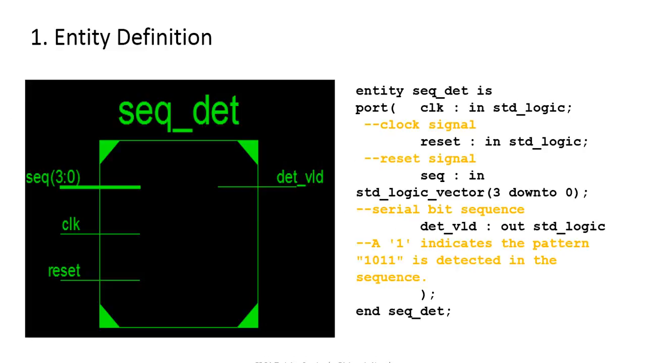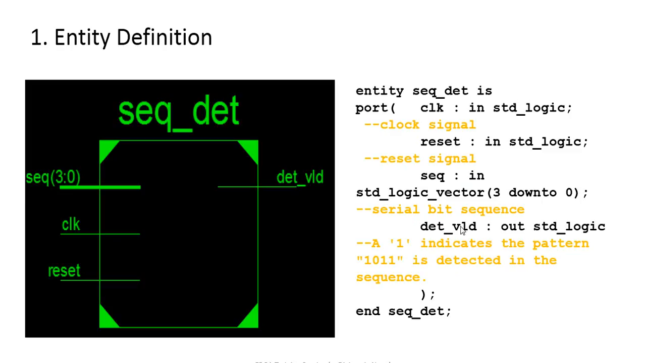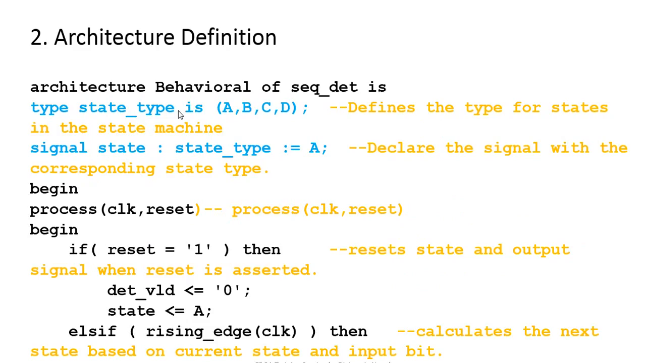So this is the overall sequence detector machine algorithm. Here is the entity of the sequence detector. We just need to have a clock, because this is a sequential machine, so it must synchronize with a clock. We should also have reset. Sequence is the input, a 4-bit input, because we need 1011. Then we will also have detection, which is the output. So we have sequence input, clock, and reset. This is our entity. And in the architecture, there is only one step of difference from other programs.